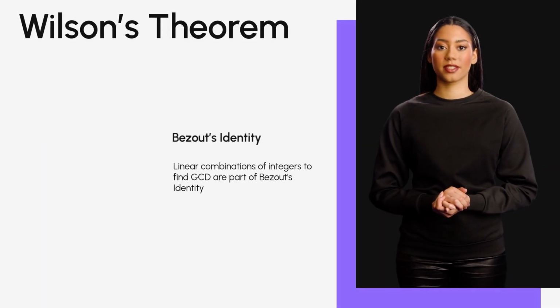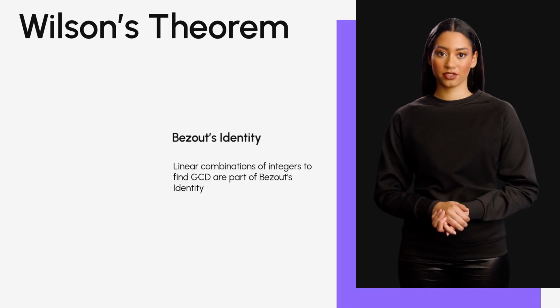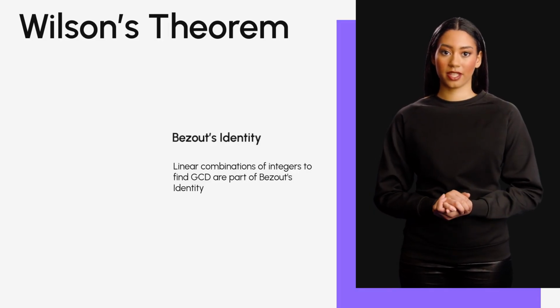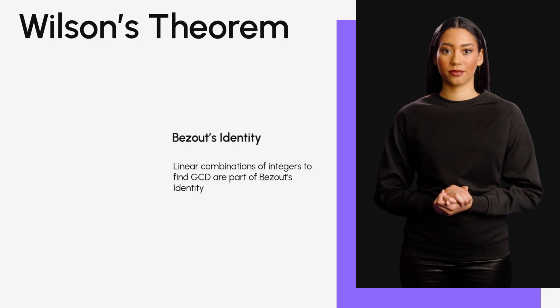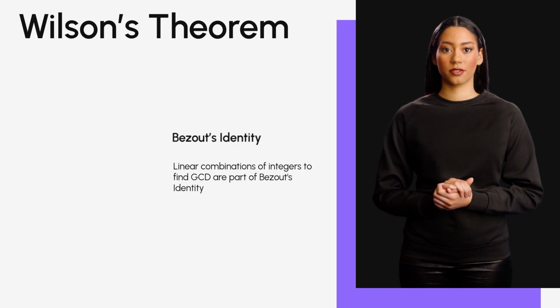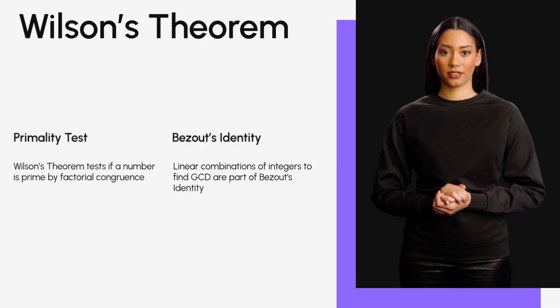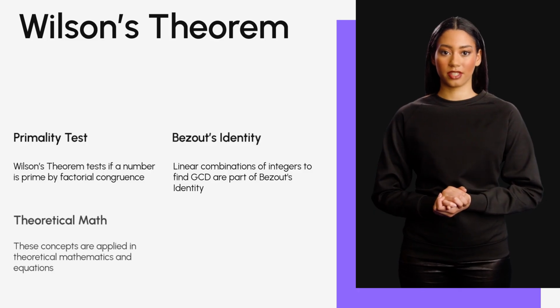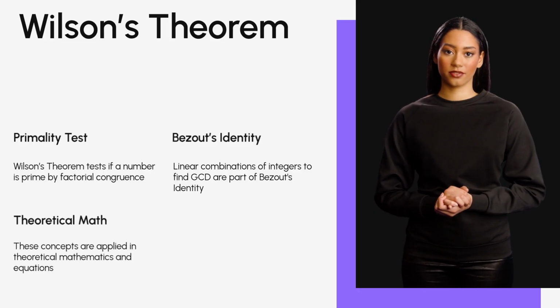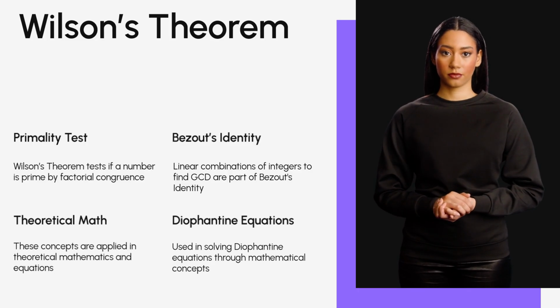Wilson's theorem provides a primality test stating a natural number greater than 1 is prime if and only if the factorial of p minus 1 is congruent to minus 1 modulo p. Bézout's identity involves linear combinations of integers to find the GCD. These concepts are used in theoretical mathematics and solving Diophantine equations.